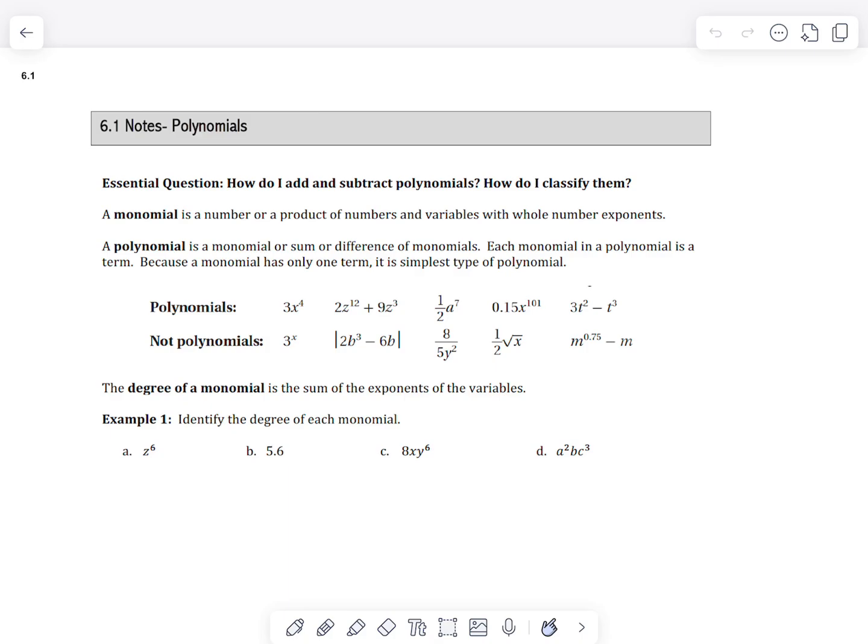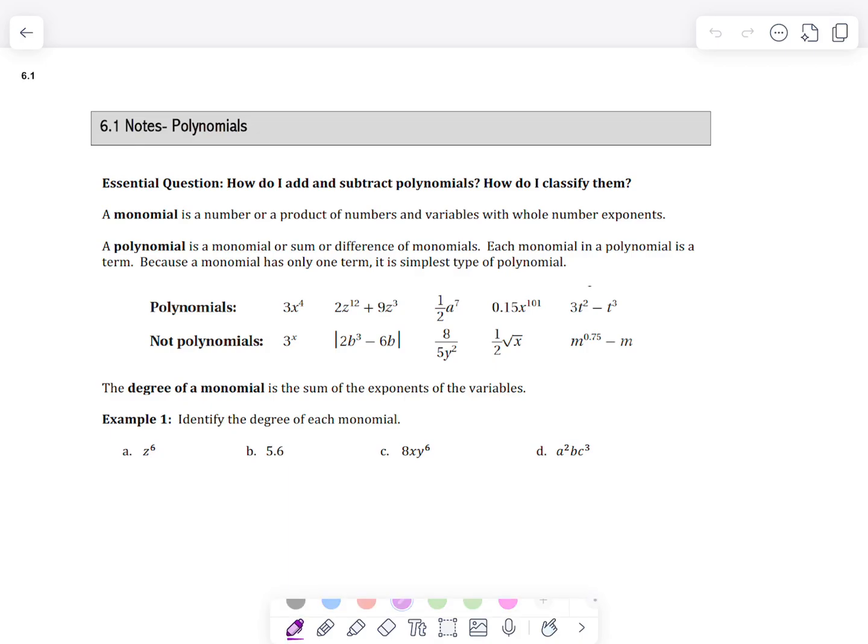All right, here's lesson 6.1 on polynomials. So we have some vocabulary. A monomial is a number or product of numbers and variables with whole number exponents. A polynomial is a monomial or a sum or difference of monomials. Each monomial in a polynomial is a term, because a monomial has only one term.